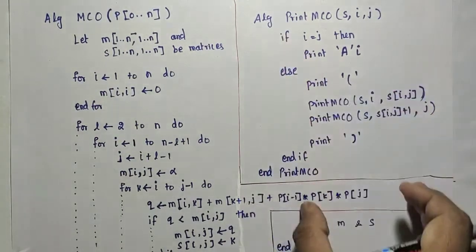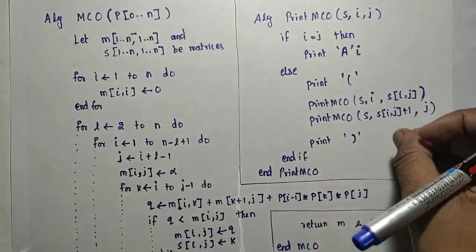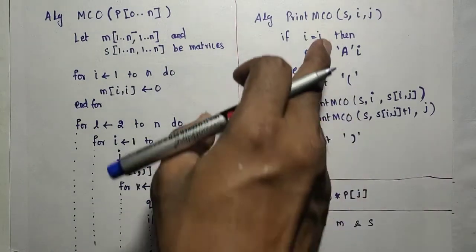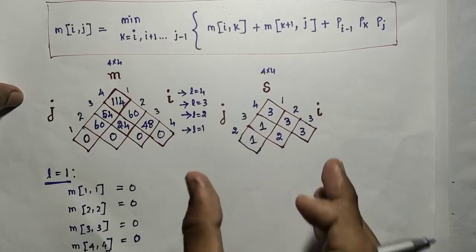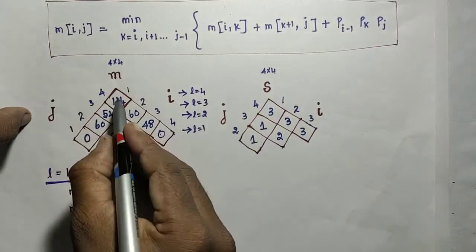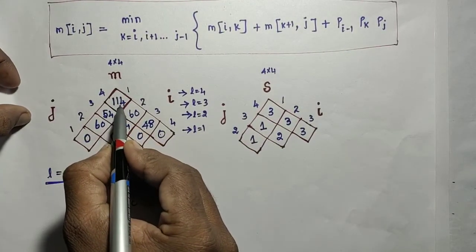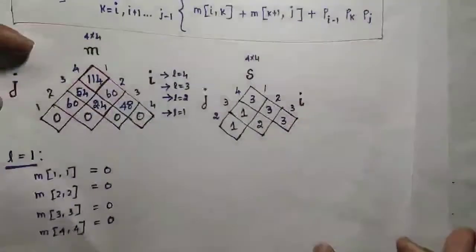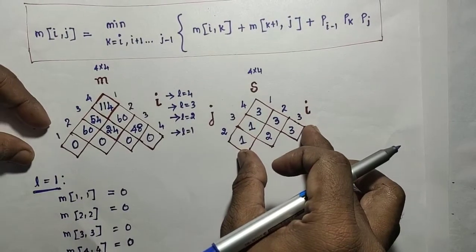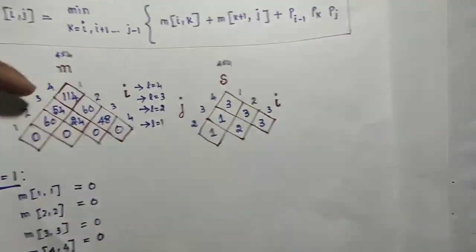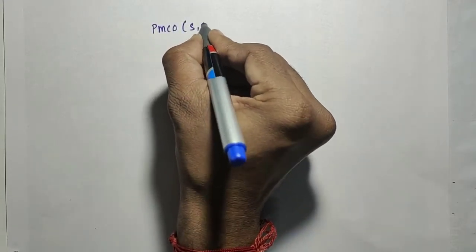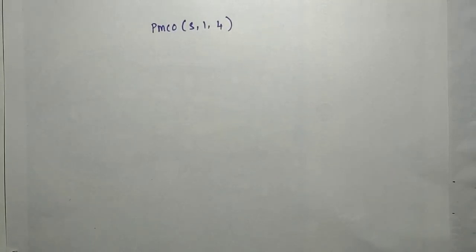So this is the algorithm for printing the fully parenthesized matrix multiplication. We will see an example for this. Consider this: we obtained the minimum number of multiplications for 1 and 4. For which expression we are getting this, we have to use this algorithm Print MCO. By using this table only we are going to obtain that sequence. So for 1 comma 4 we call Print MCO of s comma 1 comma 4.